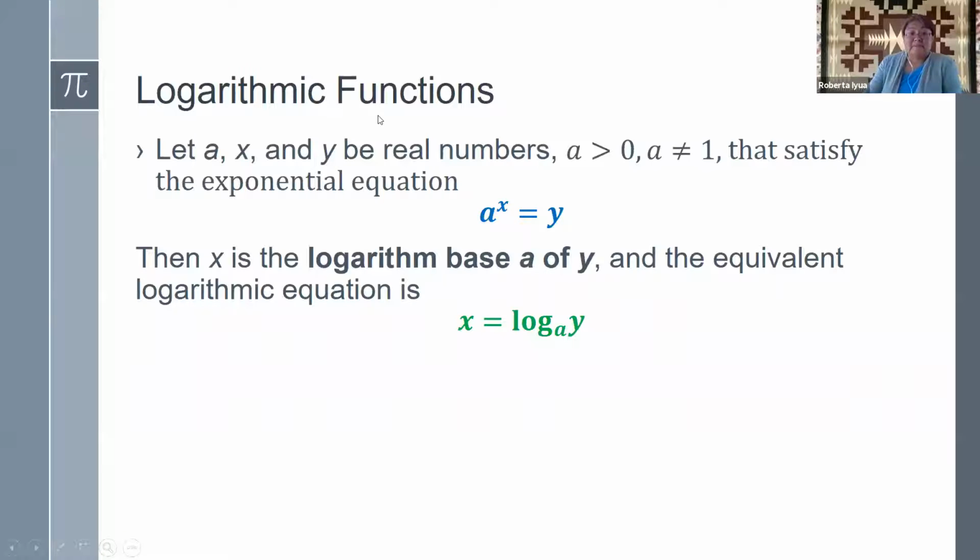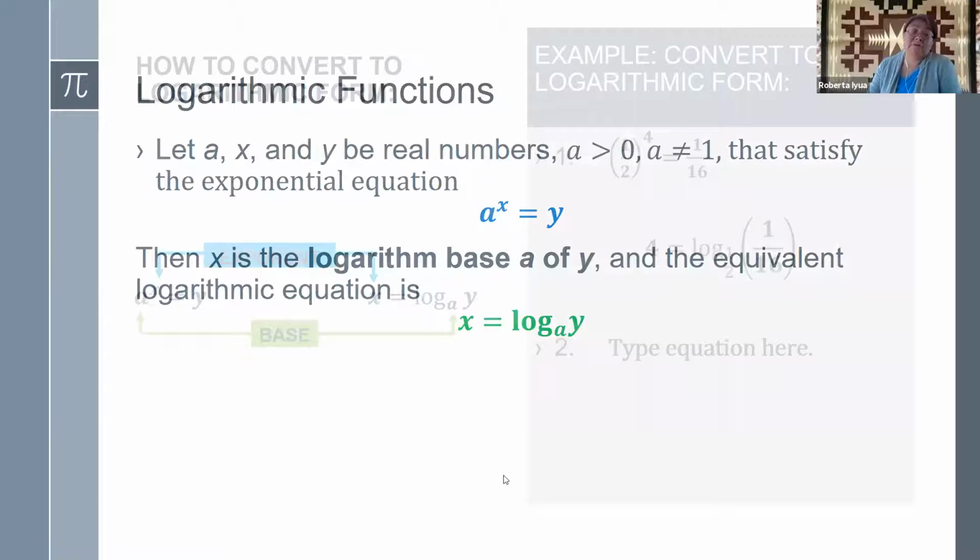Just some basic information about log functions. Let a, x, and y be real numbers, where a is greater than 0 and a is not equal to 1, that satisfy the exponential equation a raised to the x equals y. Then x is the logarithm base a of y, and the equivalent log equation is x equals the log base a of y.